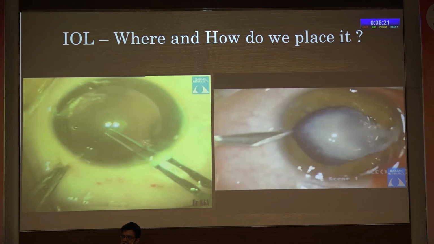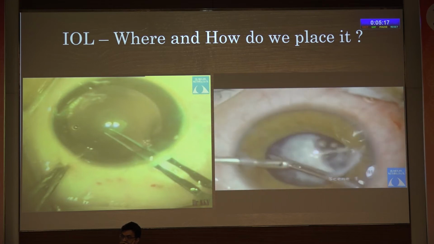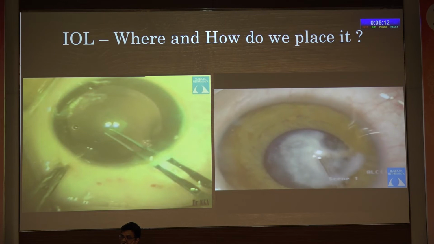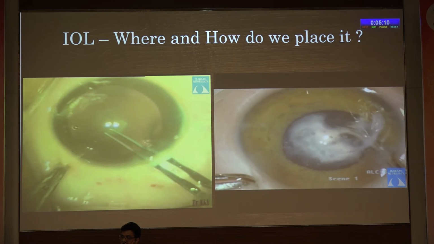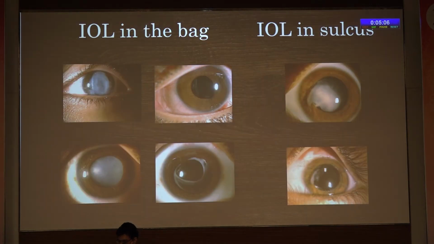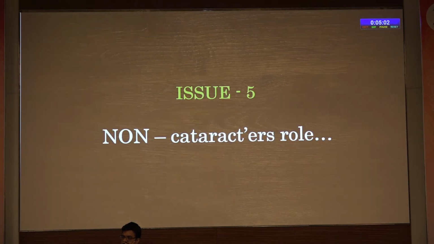So this is more or less a fused capsule, cortex, everything is fused. There is even a vascular membrane there which you have to cauterize if you anticipate bleeding, and then cut, form a rim and insert the IOL in the sulcus. So these are the few situations where the IOL is in the bag or in the sulcus.